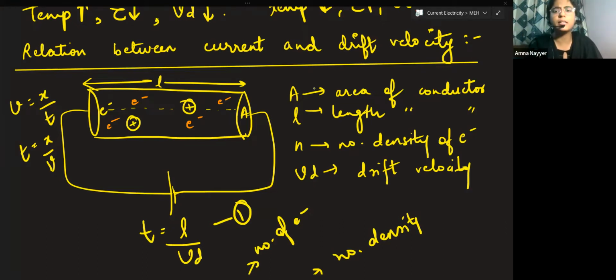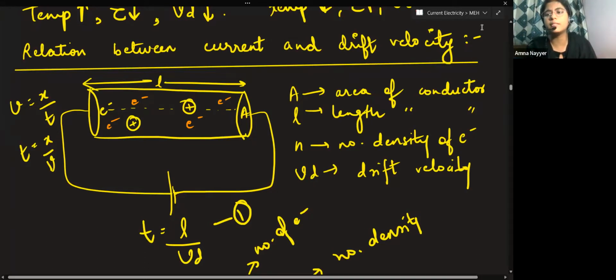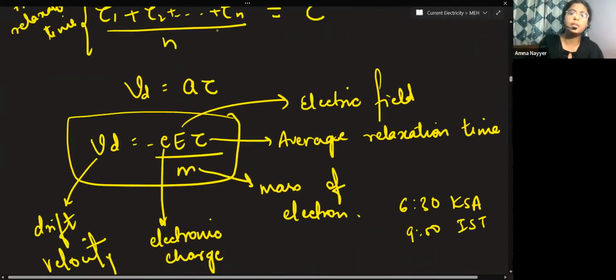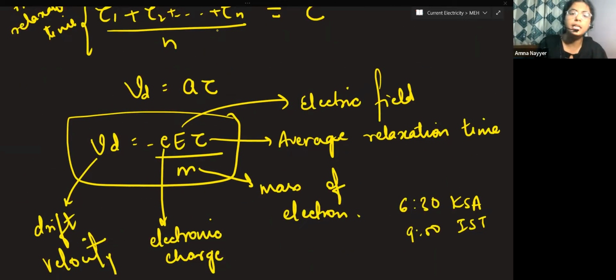So basic things we have covered, basic formulas we have seen. Let's just quickly revise it. This is drift velocity, which is eEτ divided by m. e is the electronic charge, E is the electric field, τ is the average relaxation time, m is the mass of the electron. Now there's a relation between electric current and the drift velocity.